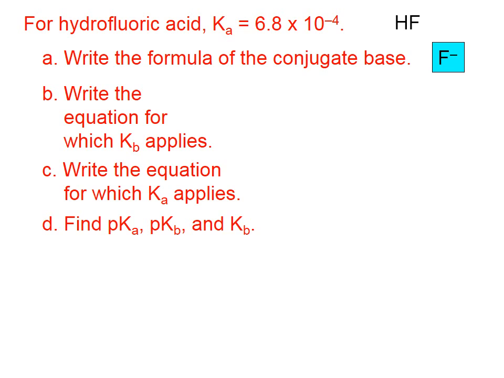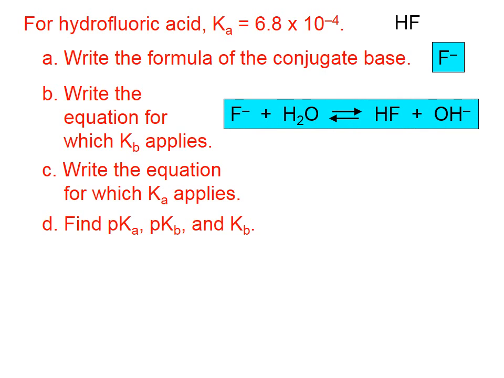How about B? Write the equation for which Kb applies. Well, that would be F- gaining a proton from water, which is written as a reactant, forming the weak acid HF and the hydroxide ion. How about letter C? Write the equation for which Ka applies. Well, Ka would be HF donating a proton and also forming the fluoride ion. And part D, let's find the pKa, the pKb, and the Kb.